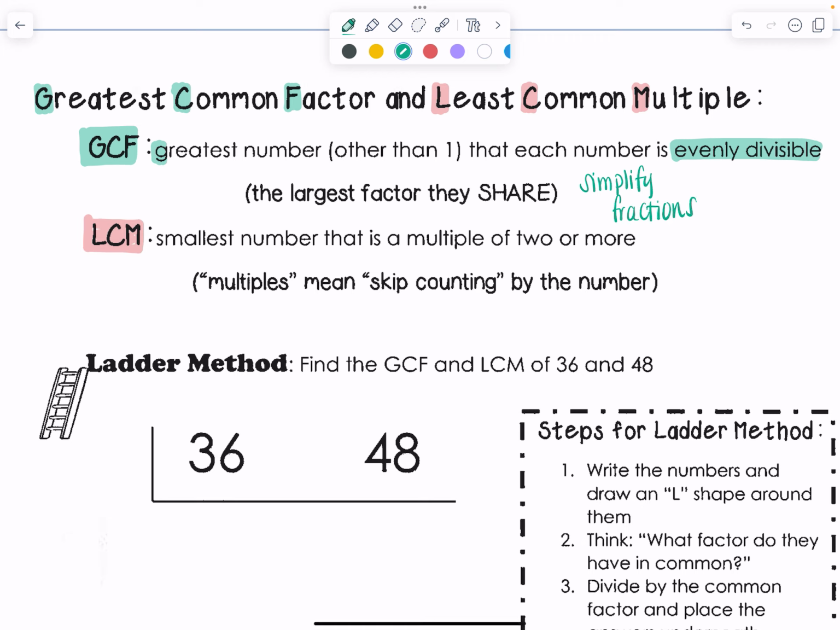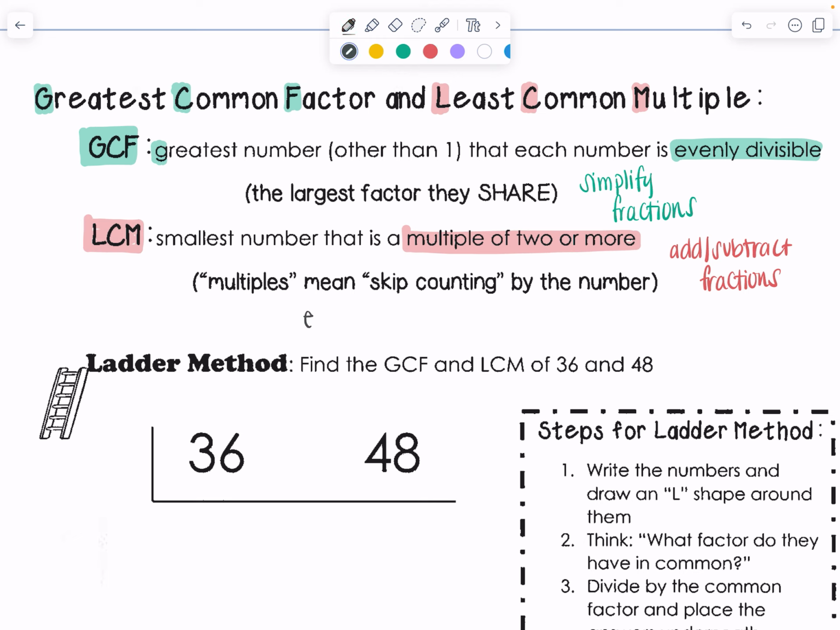The least common multiple is the smallest number that is a multiple of both. And this is what we use to add and subtract fractions. So multiples mean that you skip count by the number.